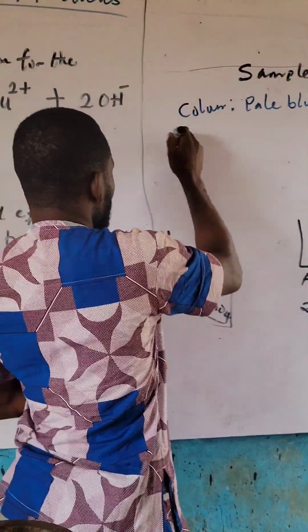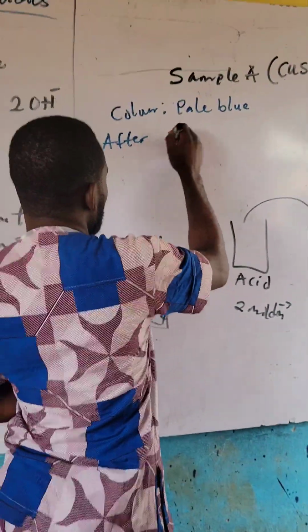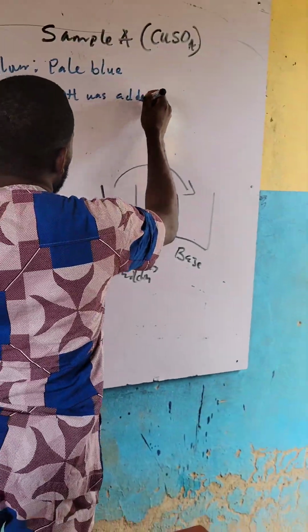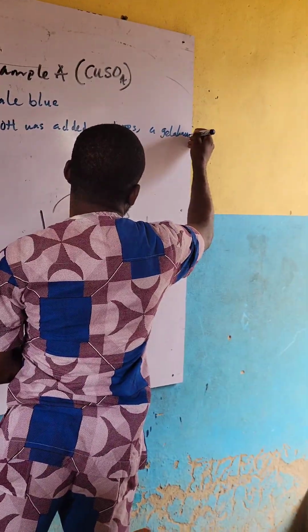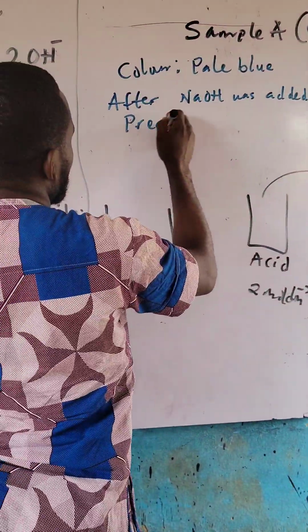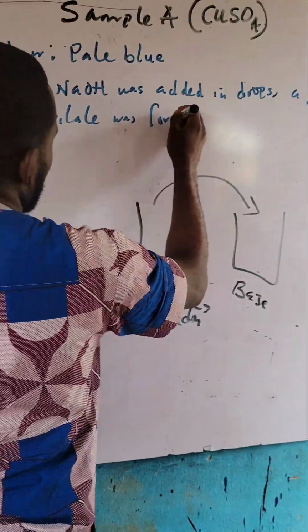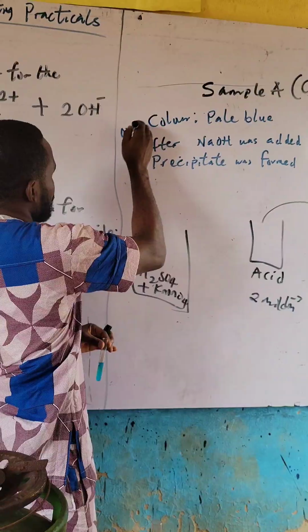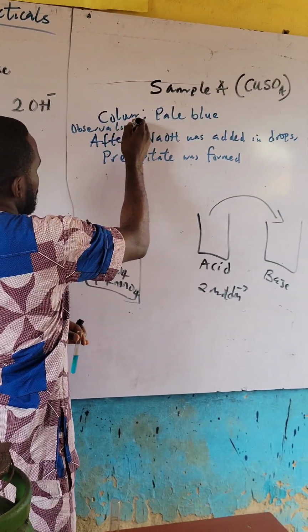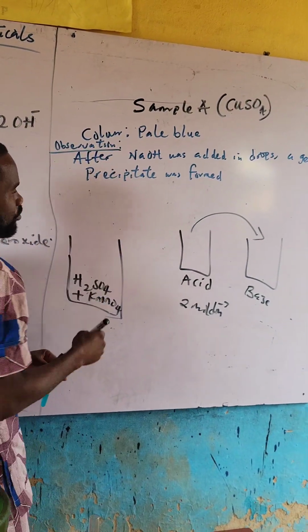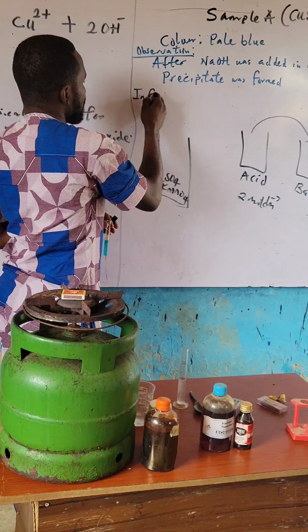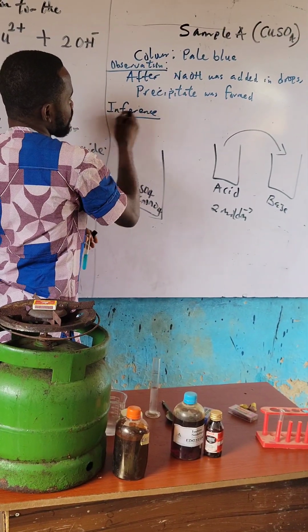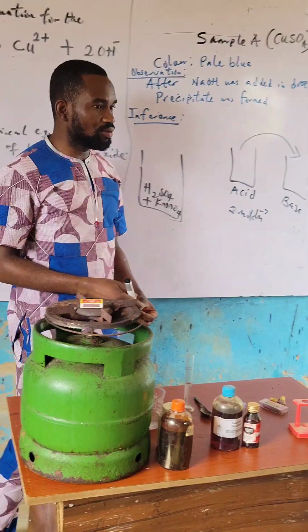So after NaOH was added in drops, a gelatinous precipitate was formed. You are going to be given a table. Test is what you did. Then what can we say about it? Inference. Inference is what can you say about the observation?